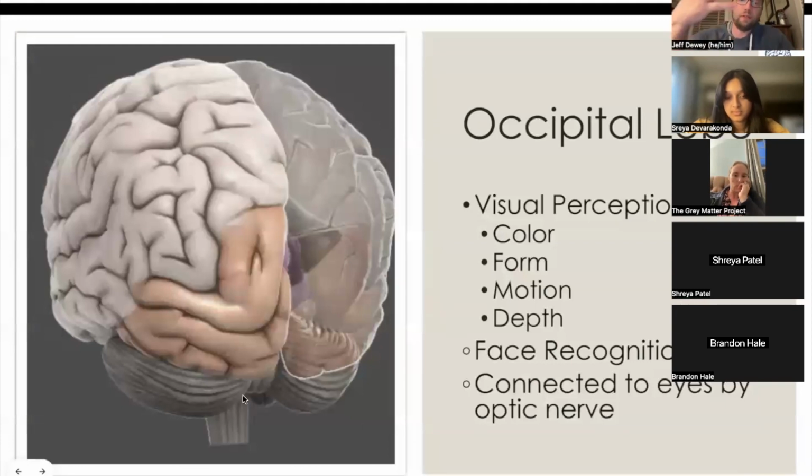The occipital lobe is toward the back of the brain, and it's really our visual lobe. So it has to do with visual perception in terms of color, form, so shapes, lines, things like that, detecting motion and processing motion, recognizing depth, that one thing's in front of another or closer to us. There's also some element of face recognition, although some of that lives in the parietal lobe as well. And it's connected to our eyes by the optic nerve. So the optic nerve we'll talk about in a bit, but that's the nerve that transmits all visual data from the eyes through a couple of relay stations to the occipital lobe.